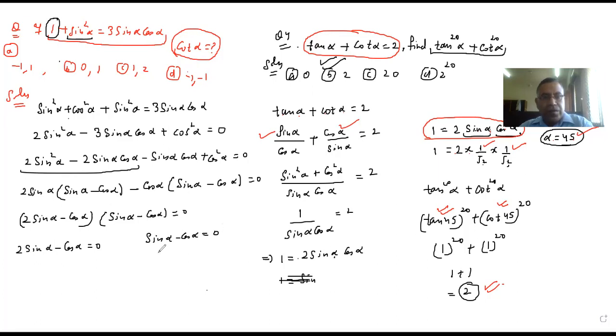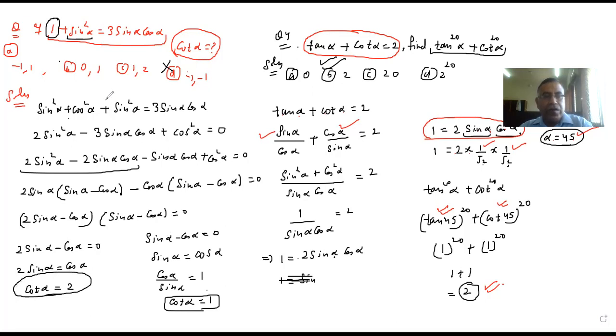Which implies sine alpha is equal to cos alpha. Cos alpha upon sine alpha equal to 1. Cot alpha equal to 1. This is the first solution. So the minus 1 option goes, and these three options are still there because 1 is there in each. Now for this, 2 sine alpha is equal to cos alpha. Take sine alpha to the denominator. Cot alpha is equal to 2. So cot alpha is 2, cot alpha is 1. So 1 and 2, this is the final answer.